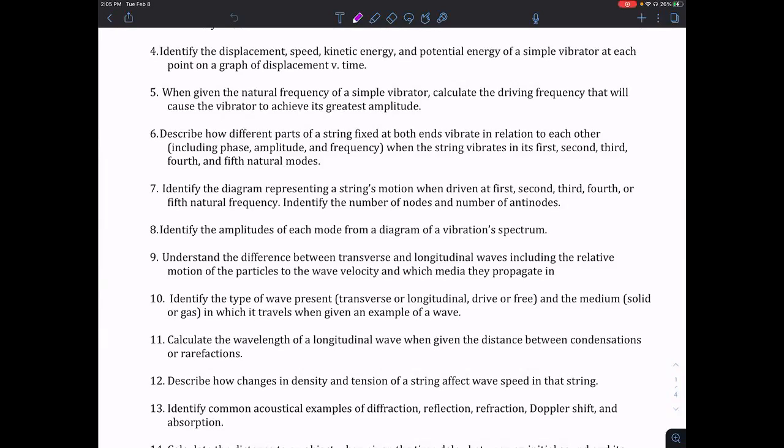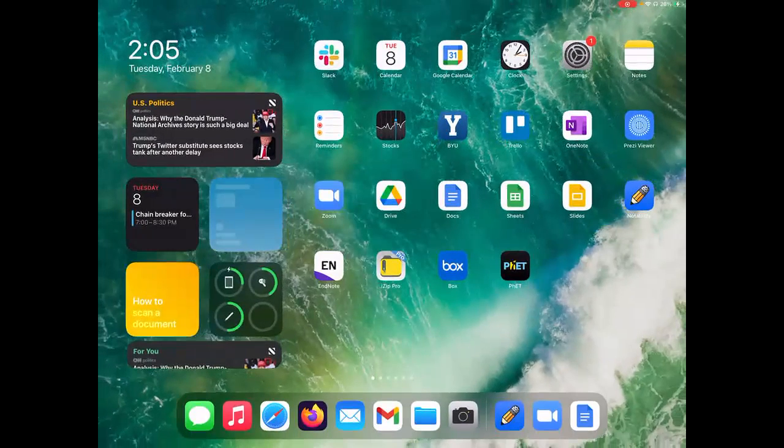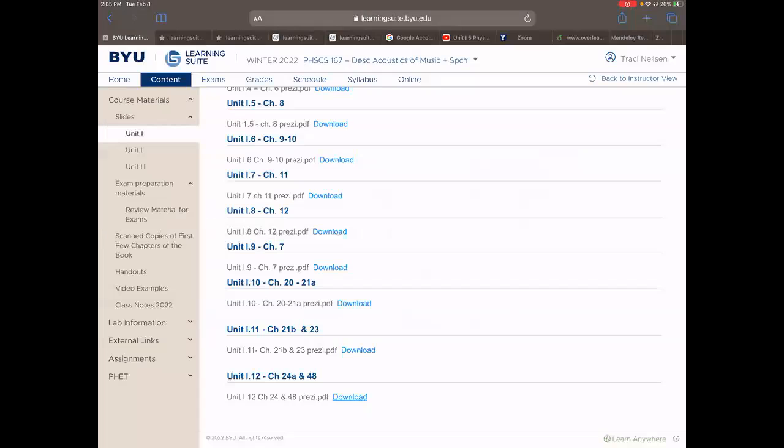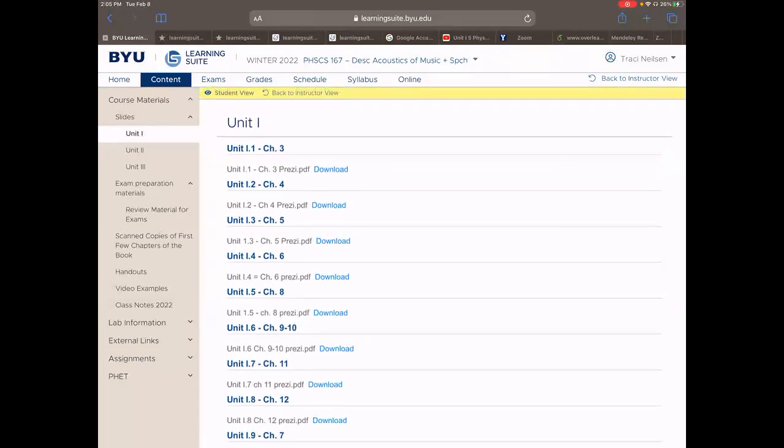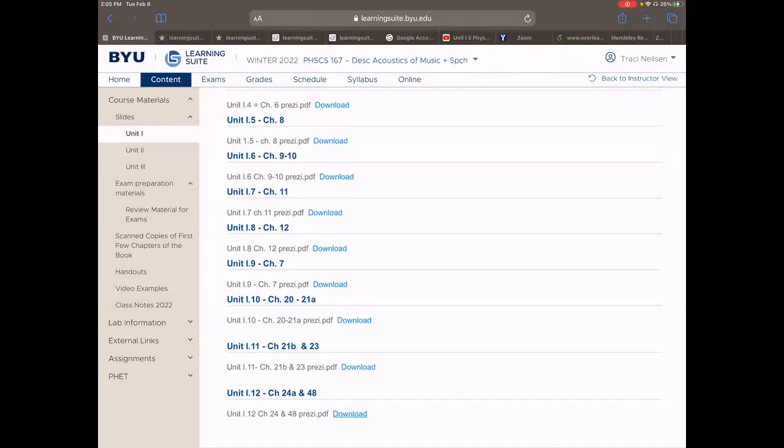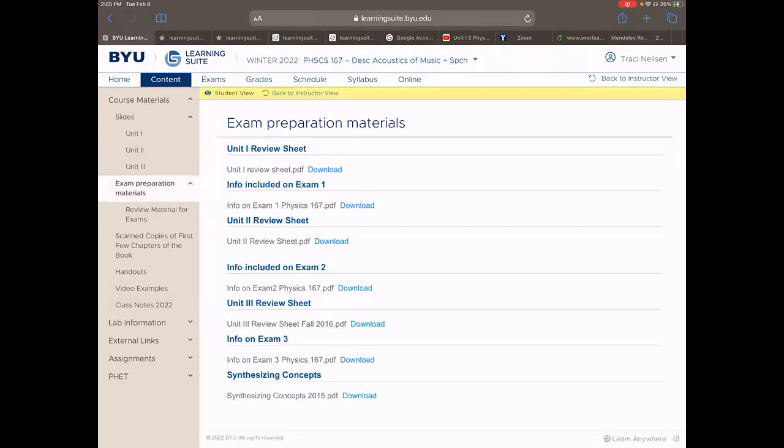Okay, so like I said at the beginning, please make sure that you're using the resources on Learning Suite to the best of your ability. We have the unit slides here. We have the exam preparation materials with the review sheet, and this info included on exam 1 is where you find the equations that are on the back.